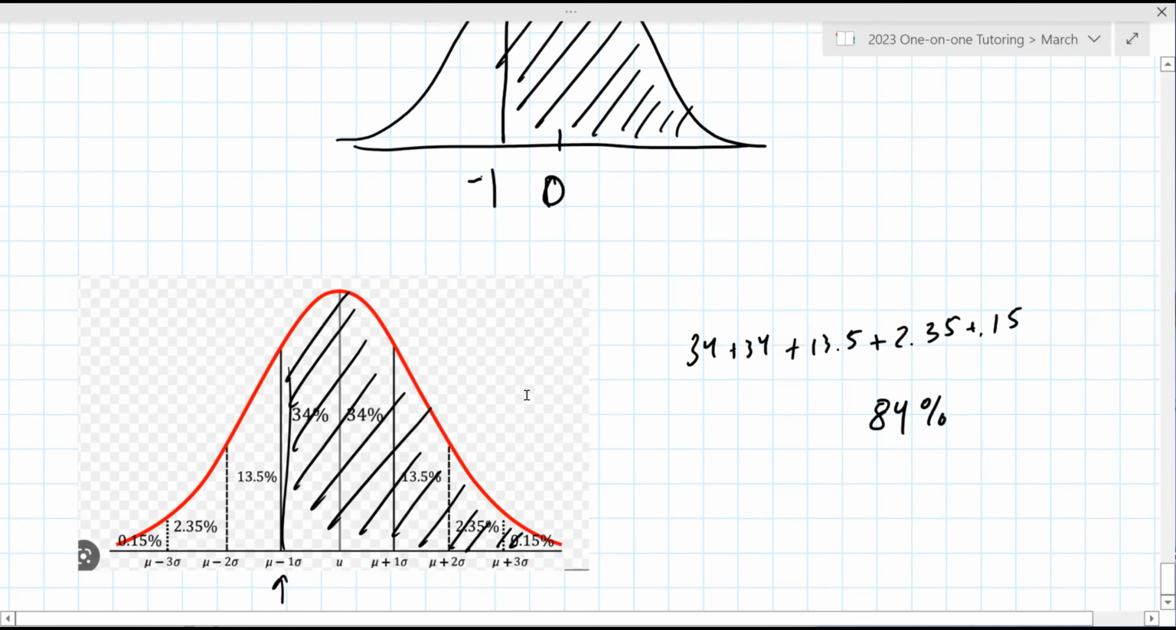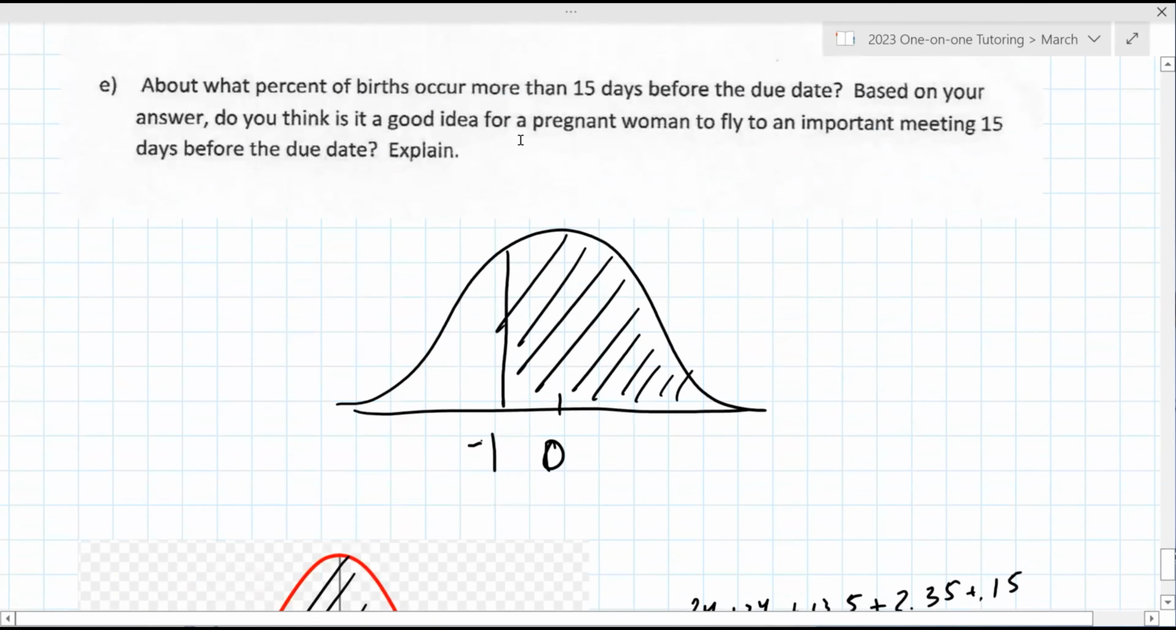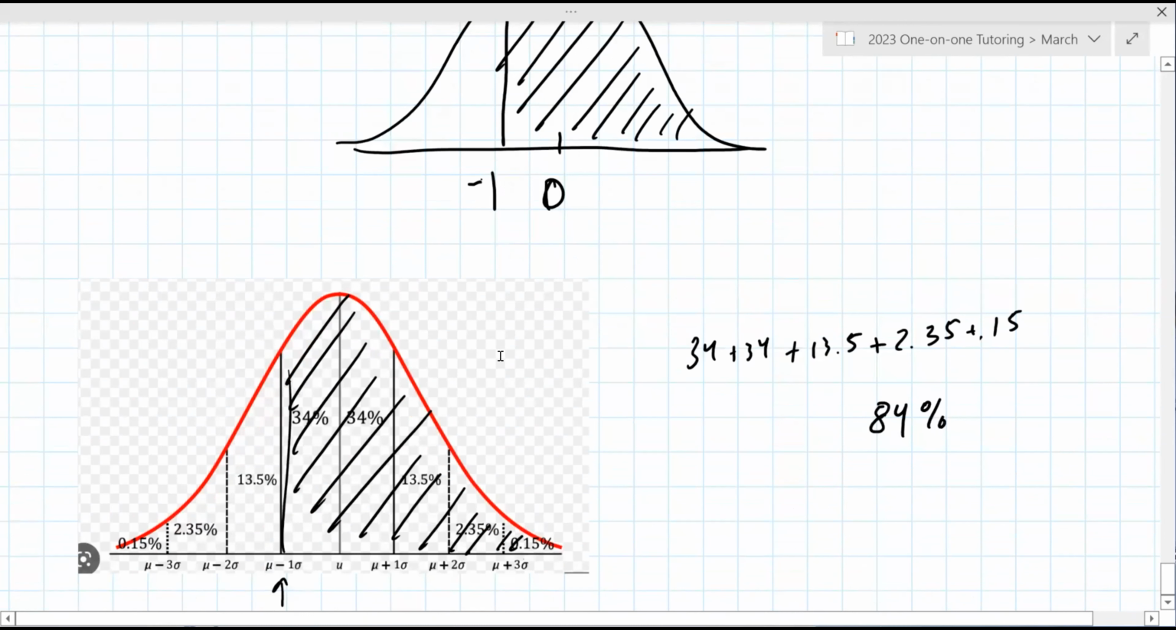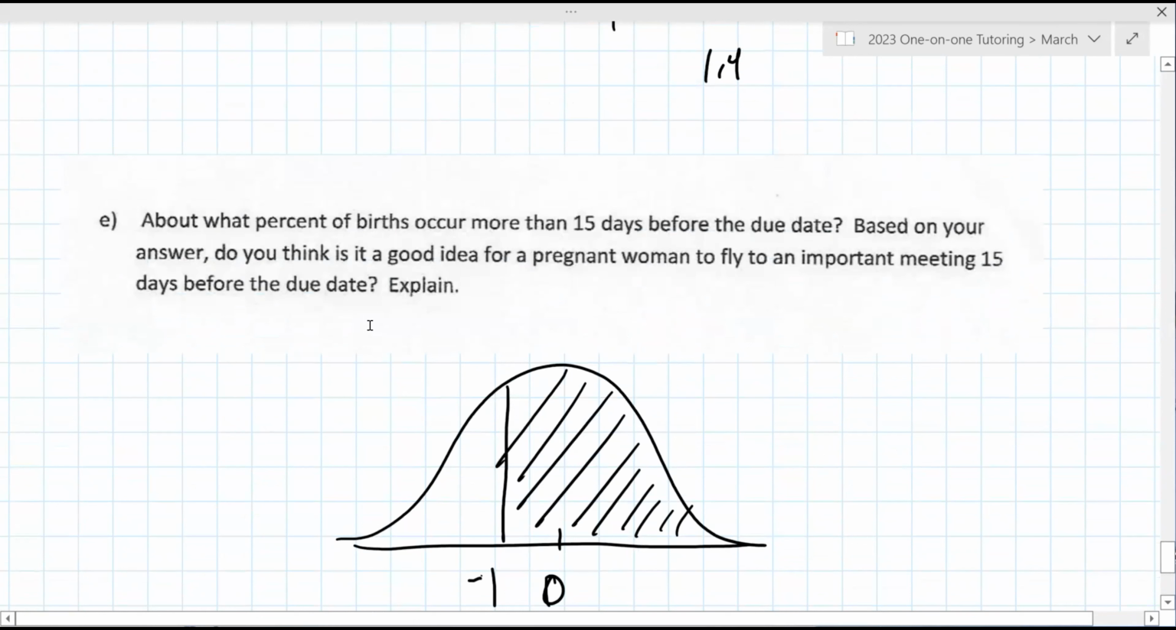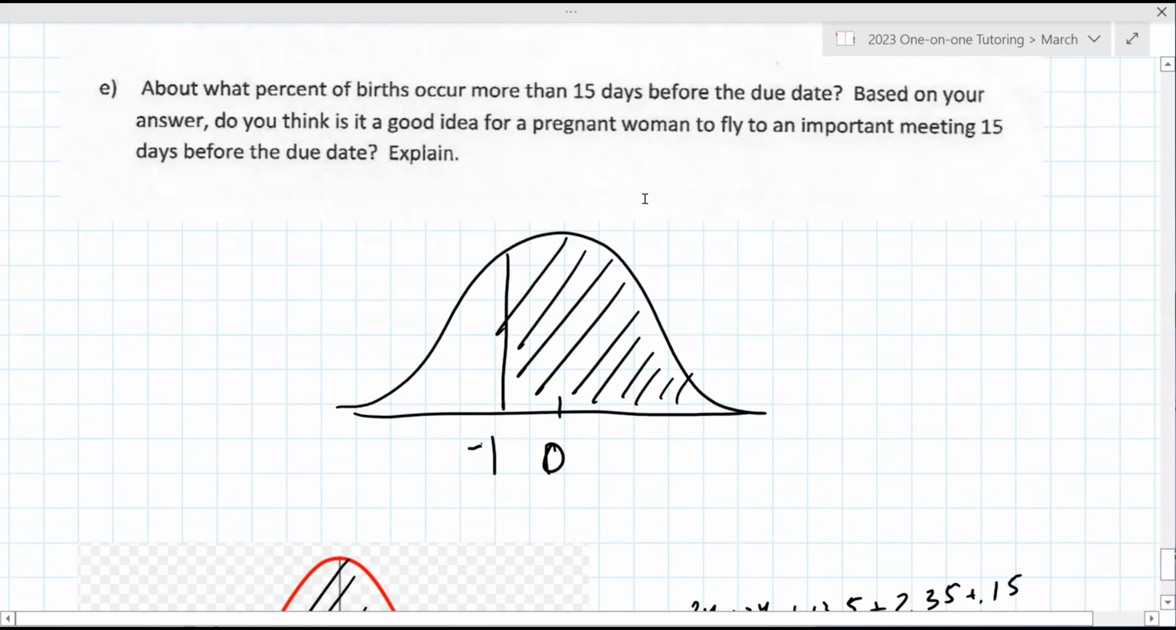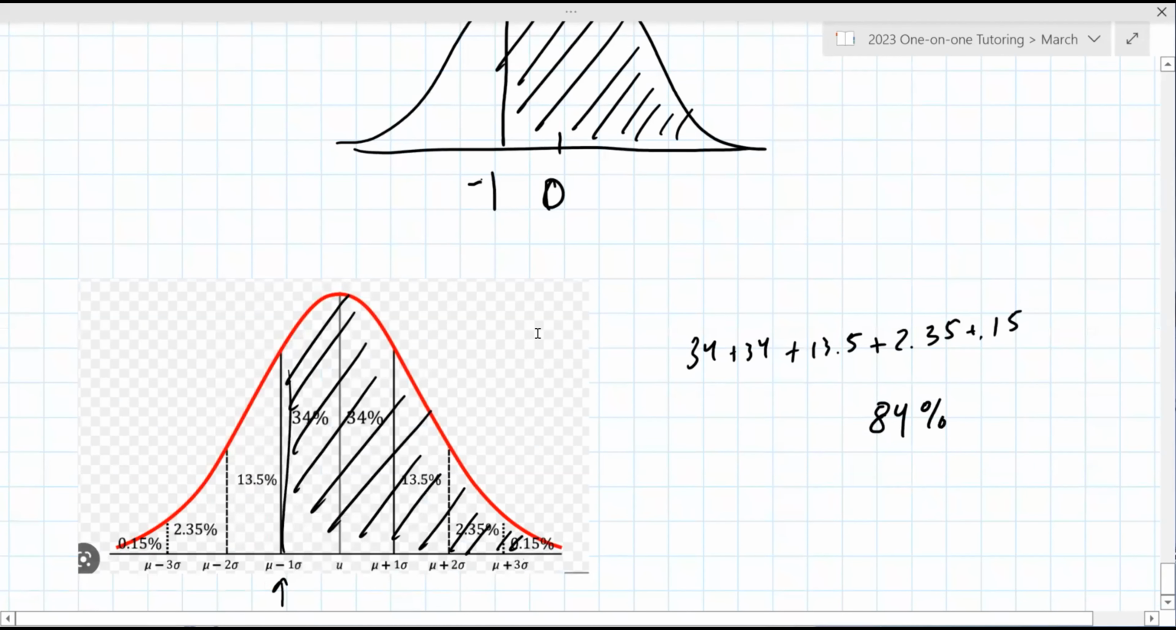So what they're basing this on is, is it a good idea for a pregnant woman to fly to an important meeting 15 days before the due date? They're saying that there's a 16% chance that she could give birth 15 days before, but most of the time she won't. I feel like that's wrong, but scientifically, I see what you're saying. So the answer to the question really comes down to, do you want to take on that much risk? I think it's even more over here where they cut off flying and stuff like that.